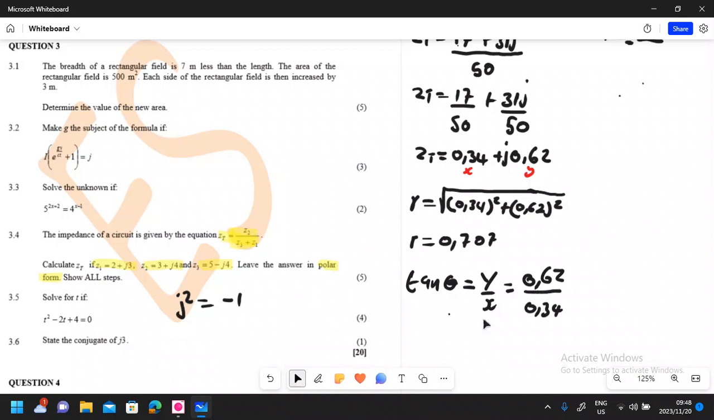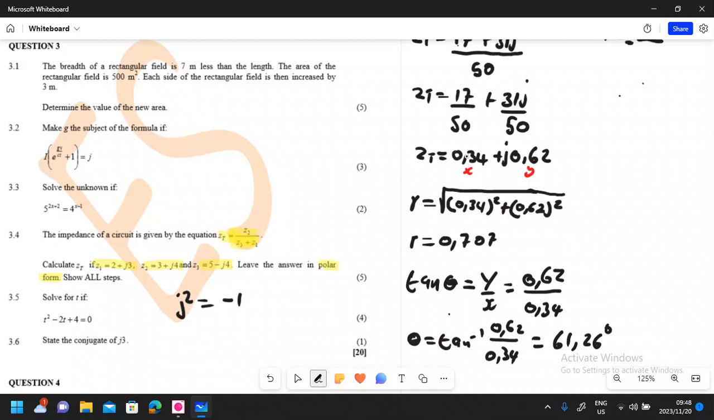0.34. So when you say arctan, remember you have to use arctan to get an angle. Arctan of 0.62 over 0.34. So the angle that you're going to get here is going to be 61.26 degrees.